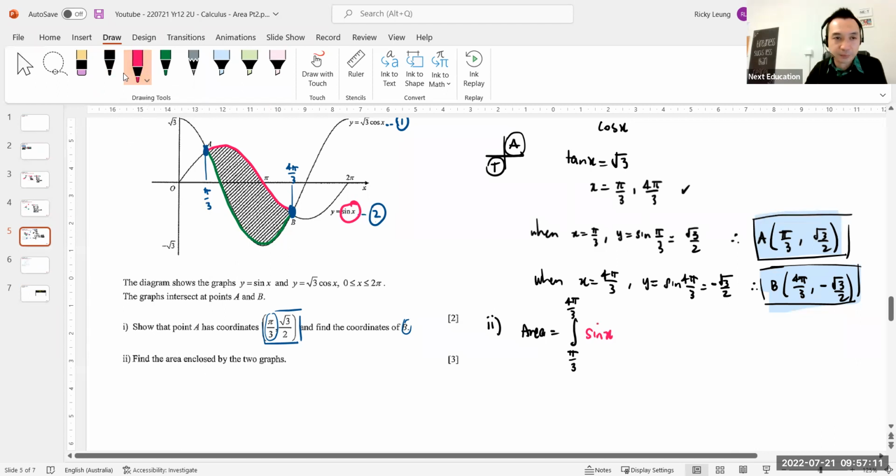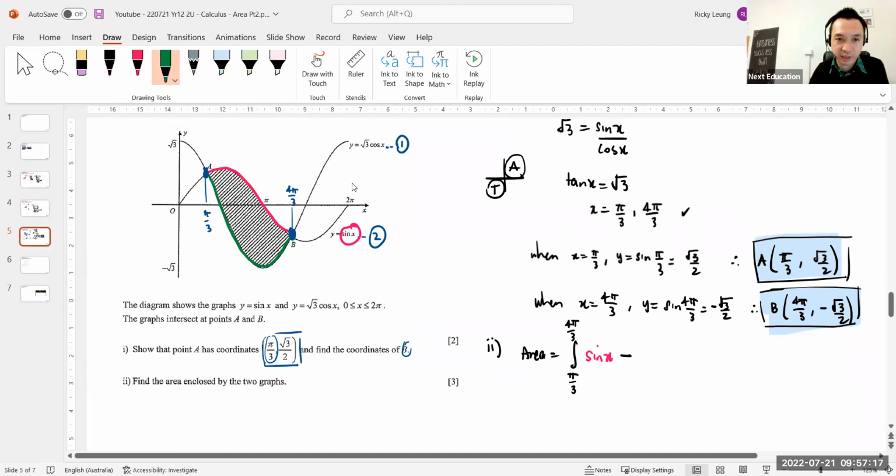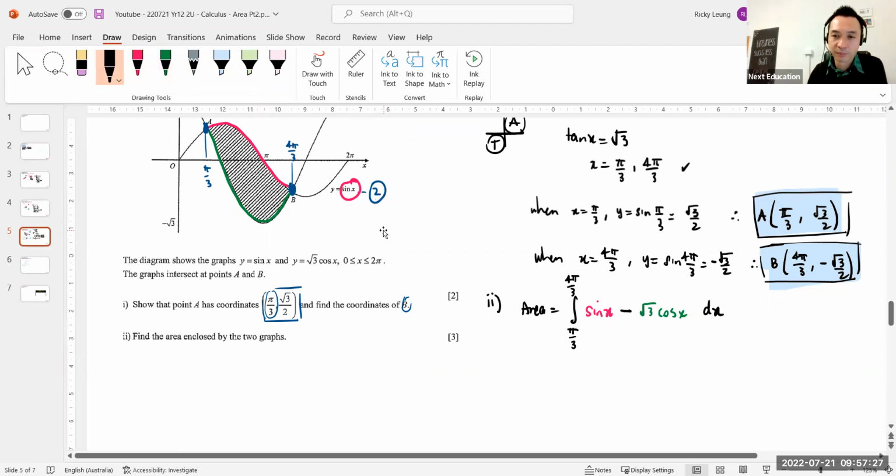So sine x minus the green graph, which is actually relating to the cos one, the root 3 cos x dx. And there's my question, guys. Not hard to integrate that. Then I reckon the 3 marks mainly relates to you using your exact values once you integrate.